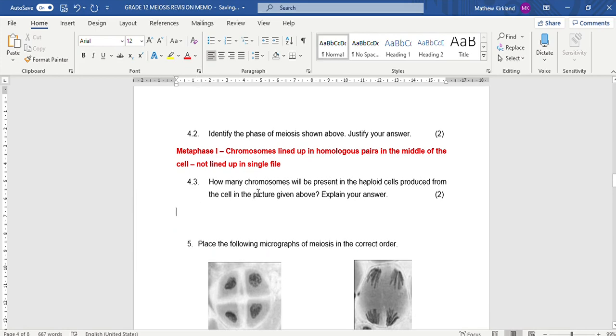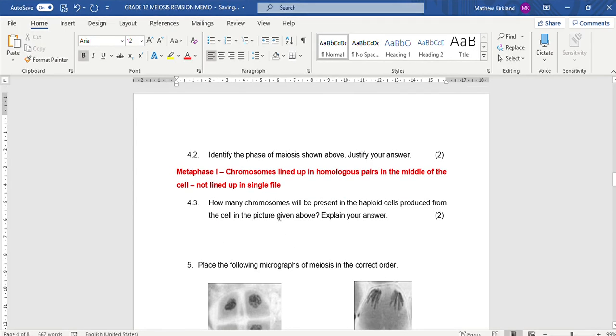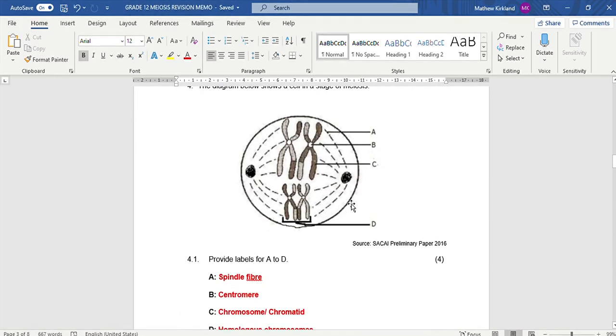How many chromosomes will be present in the haploid cells produced from the cell in the picture given above? In the picture given above. Not of a normal human cell. In this picture. Make sure you read the question to understand what is being asked. So if you said 23, you're wrong, because that's not what the picture is showing. So, let's count. How many chromosomes are present in this cell? Remember, we count by the number of centromeres present. So it's 1, 2, 3, 4. So 4 chromosomes are in this cell.